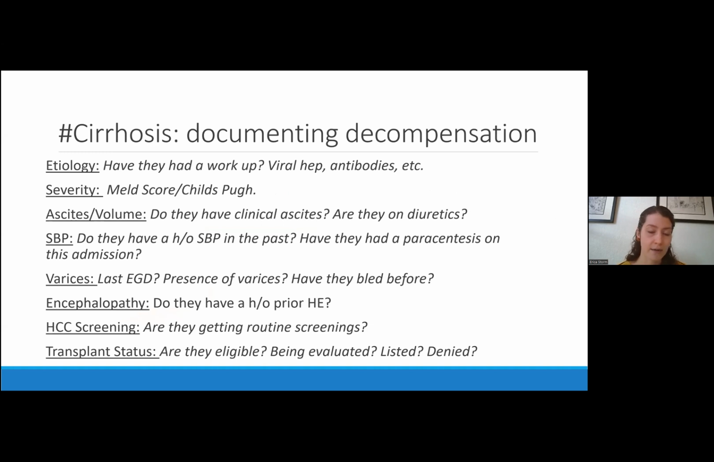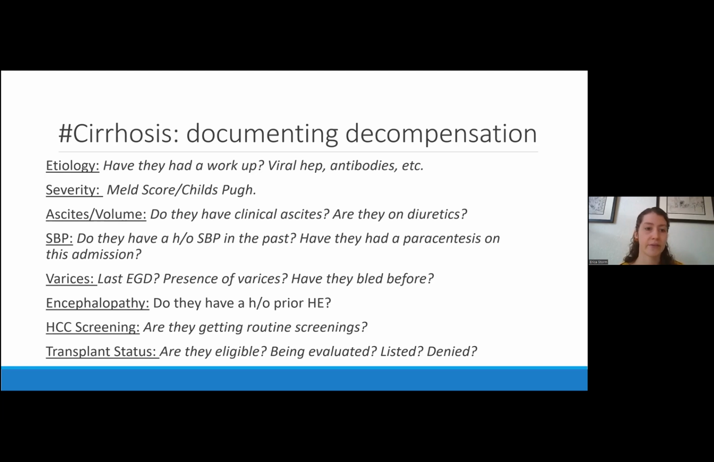Usually my personal dot phrase looks something like this. It talks about the etiology, the severity, all of the features of decompensation, and then in the end stages of cirrhosis, things like HCC and transplant status, particularly for those patients who are at UW and have been brought in from outside from Alaska to be worked up for transplant. This is a very, very comprehensive list.